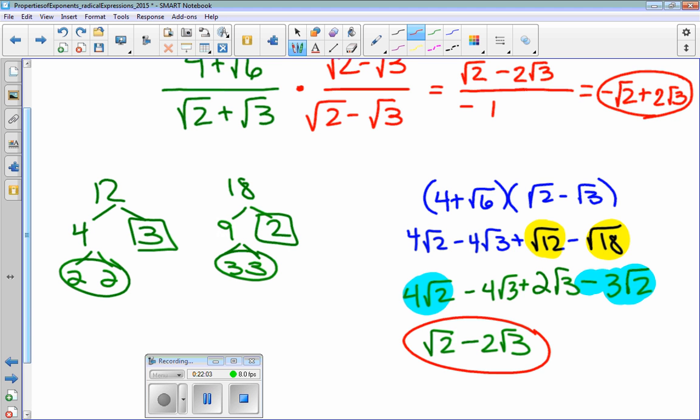From here to here? Okay, so these both have radical 2, so I can combine them. What is 4 minus 3? 1. So 1 radical 2. Then these two, negative 4 radical 3 and 2 radical 3. They're both radical 3, so I can combine them. Negative 4 plus 2 is negative 2. Okay?